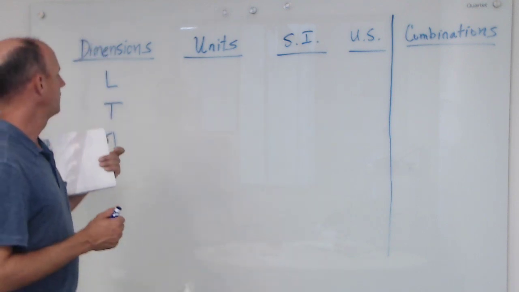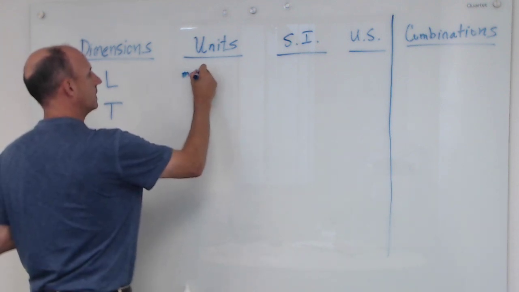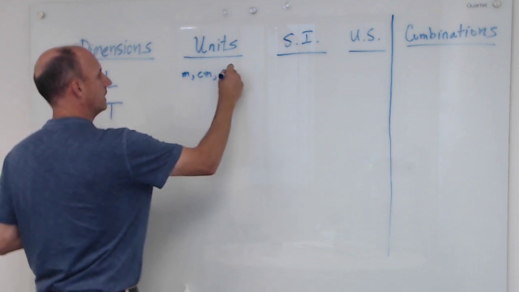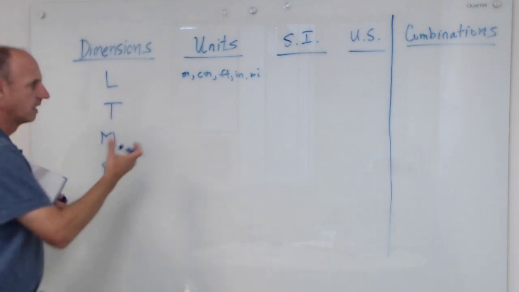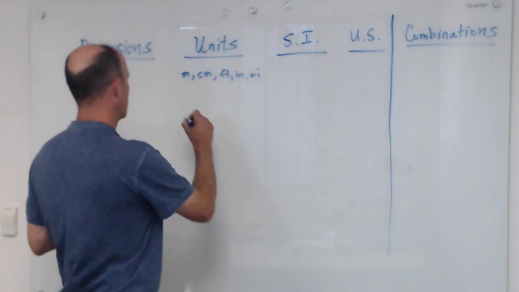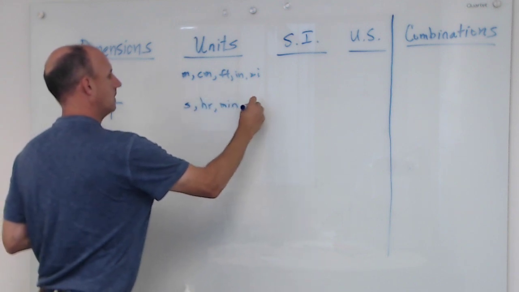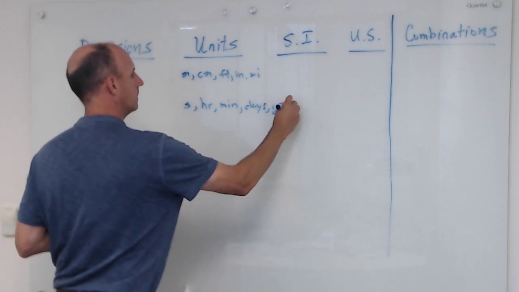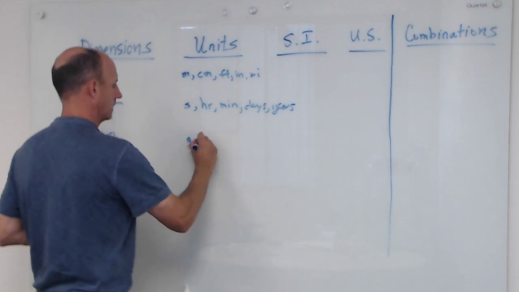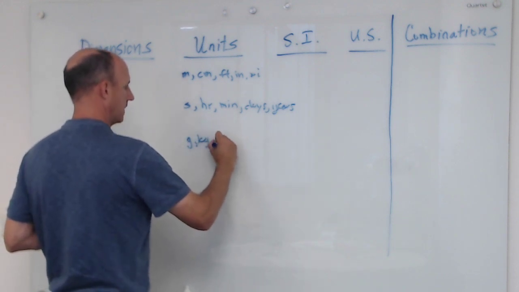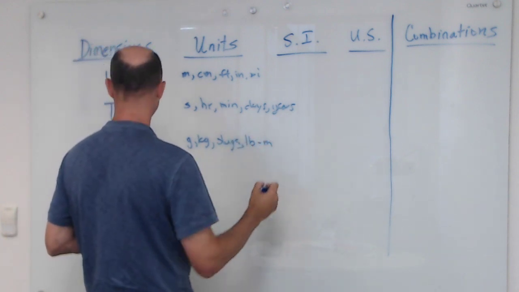So a fundamental dimension is length, but the units of length are things like meters, centimeters, feet, inches, miles, and so on. There are many different units of length. Likewise, there are many different units of time. We have seconds, hours, minutes, days, years, and so on. Mass, we have a lot of different options. We've got grams, kilograms, slugs, pound mass units.